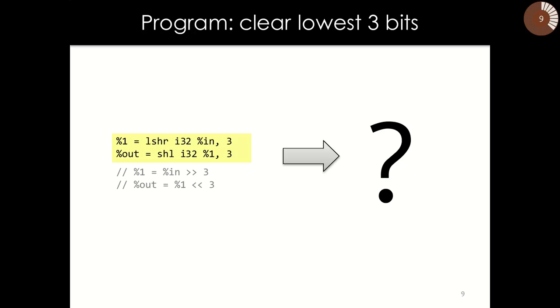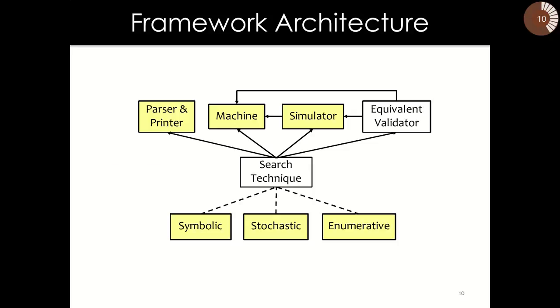But instead of starting from a relatively big program, we're going to start with a smaller program. This program clears the lowest 3 bits, and we're going to use this as a running example throughout the demo. First, we have to understand the architecture of the framework a little bit. Here are all the important components, and we have to extend the yellow parts.